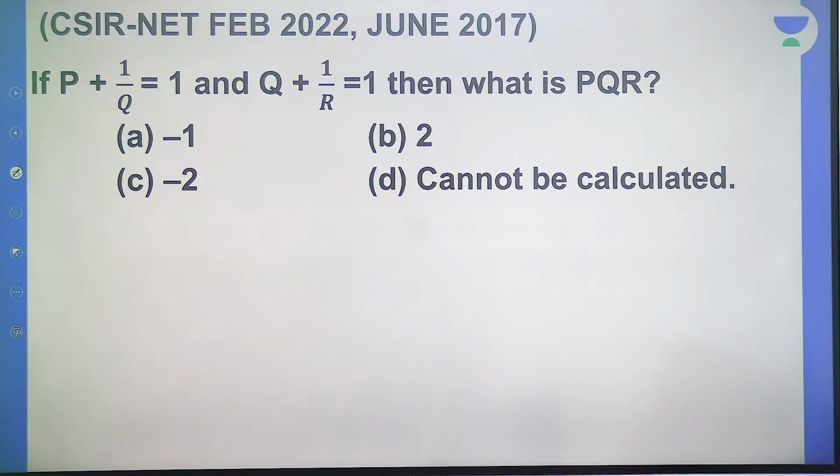Some of you got option A, some of you got option B. This question can be done with the direct method also, or by taking an example. Taking an example will be the best method to do this question, much faster.